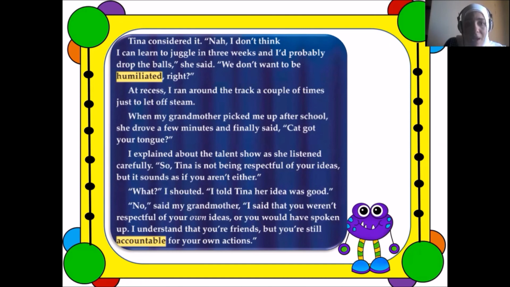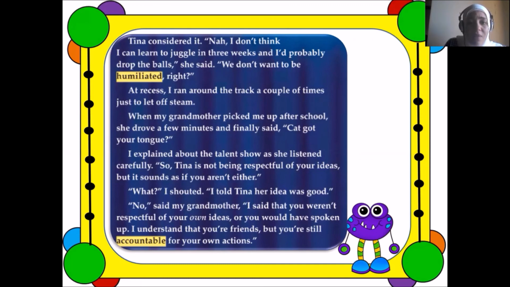When my grandmother picked me up after school, she drove a few minutes and finally said, "Cat got your tongue?" Cat got your tongue? What is this? Does the cat get our tongues? No. Then what is it? It's an idiom, and I think that you have guessed its meaning. I explained about the talent show as she listened carefully.